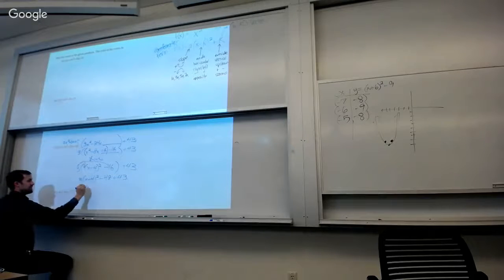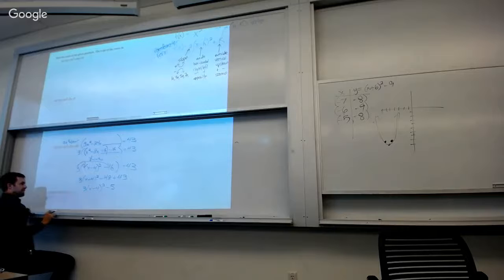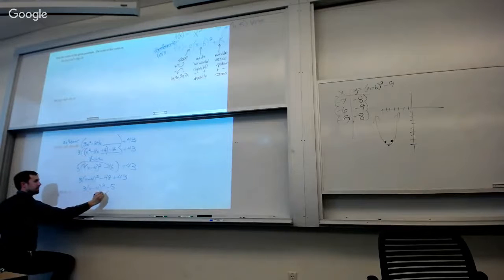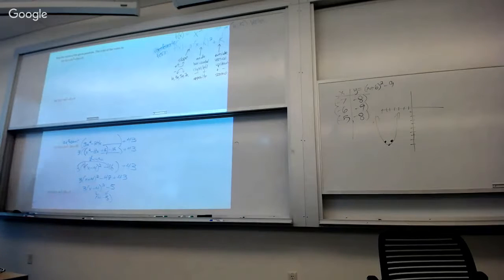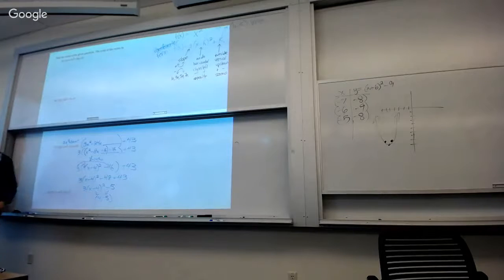So what's our final answer? 3(x - 4)² - 5? What's our vertex? Yeah, (4, -5). That wasn't too terrible. 1, 2, 3, 4, 5, 6 lines of work to get to the vertex.